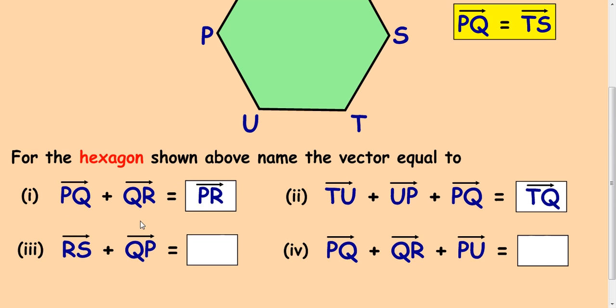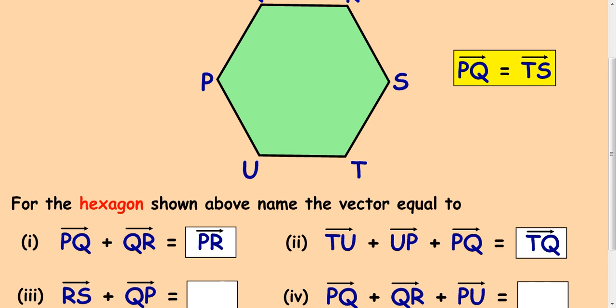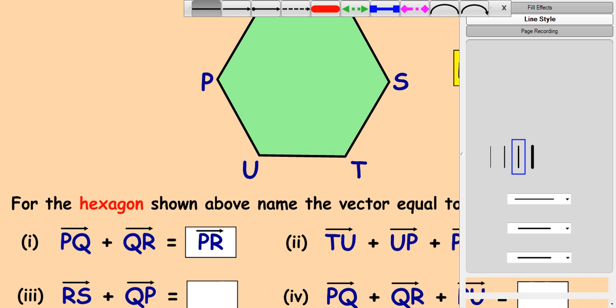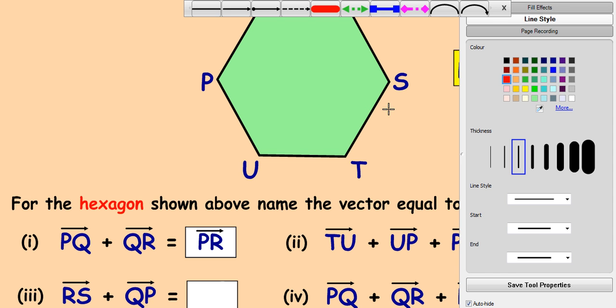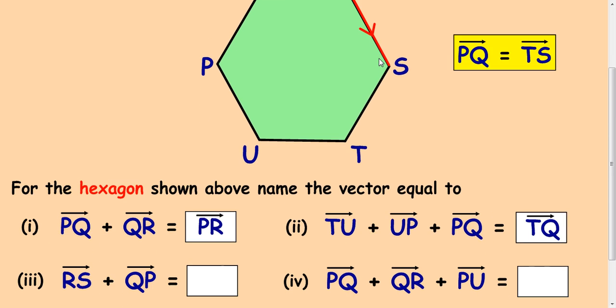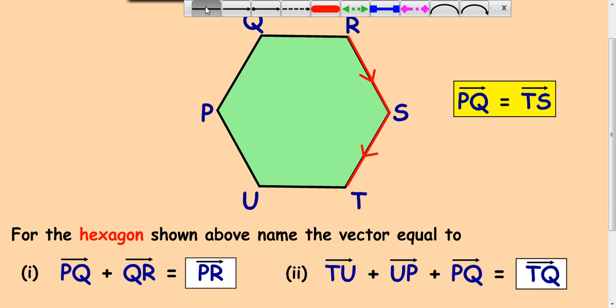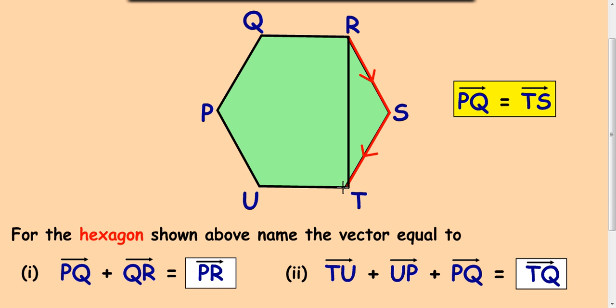Okay, two to go. So we've got RS plus QP. So there's no letters in the middle. It's not nose to tail, so we have to think more about this one. So R to S on the diagram, that's down here, and we're adding Q to P. So what we can do here is put them nose to tail, which is down like that, and therefore the resultant vector is straight down. So it's R to T.